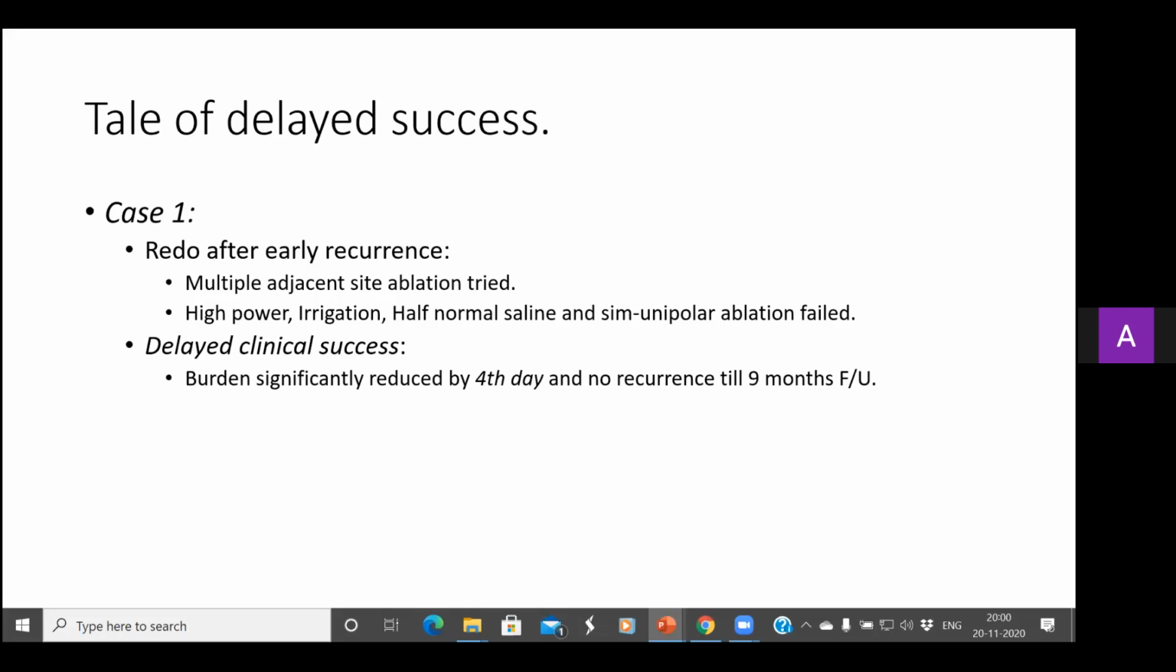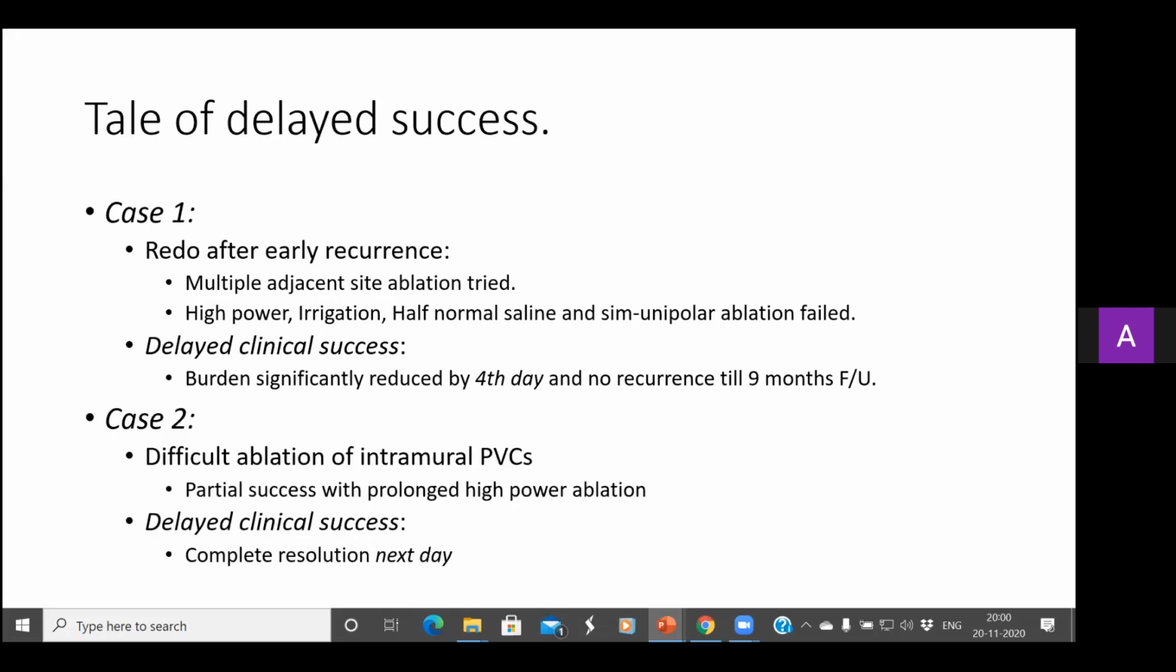Similarly, we had another case with an intramural focus requiring prolonged high-power ablation from the LVOT. Partial success was seen at the end of the procedure, with at least 80% elimination of the load. And the delayed success was evident by the next day, with complete resolution of the PVCs.